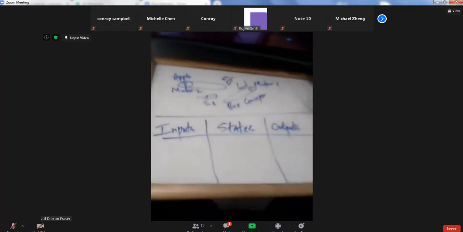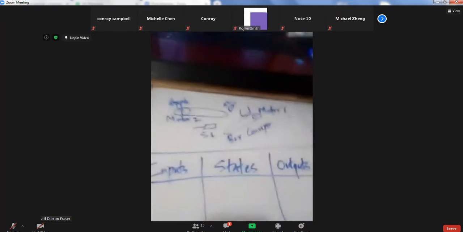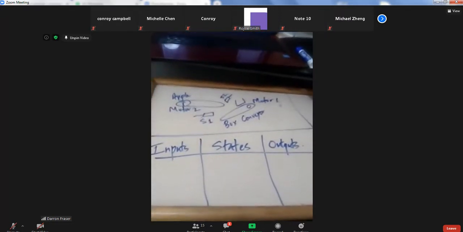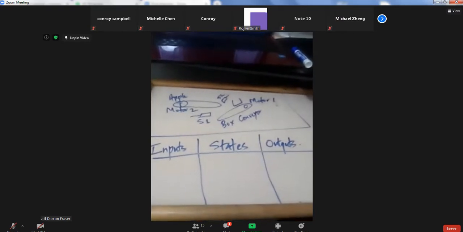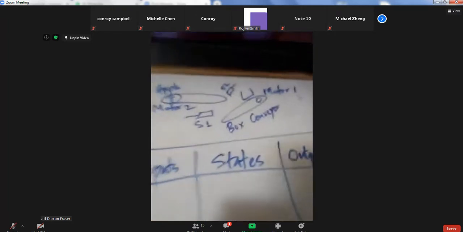All right, so let me put up back the question. So we want to get inputs, outputs. We're going to talk about states after that. So what are the inputs and what are the outputs? So we're going to go back to the question.